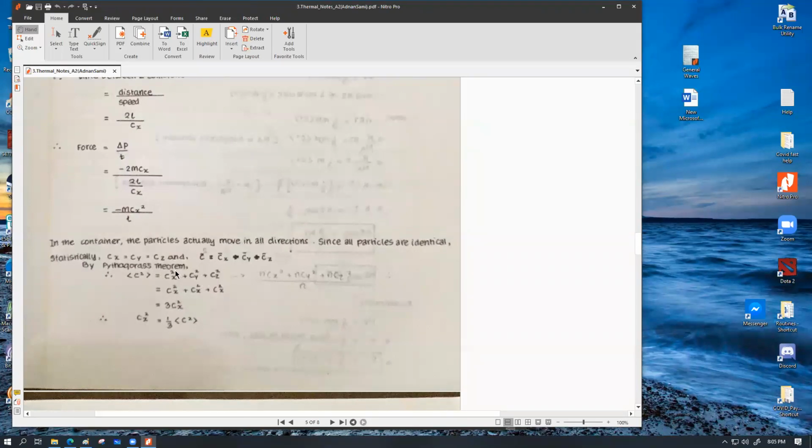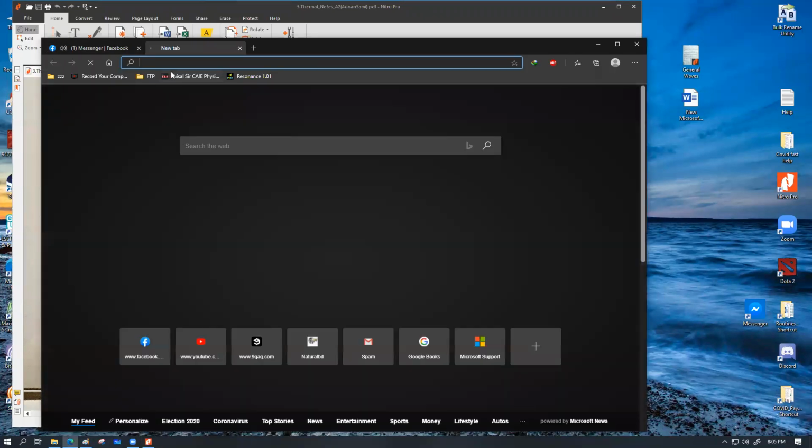Now, for those of you who do not understand this part, I'm going to show you one thing so that it makes better sense to you. Just hold up a second.